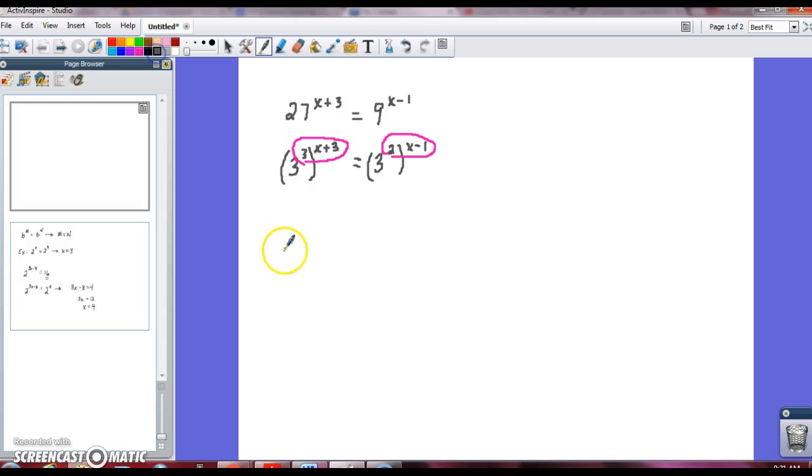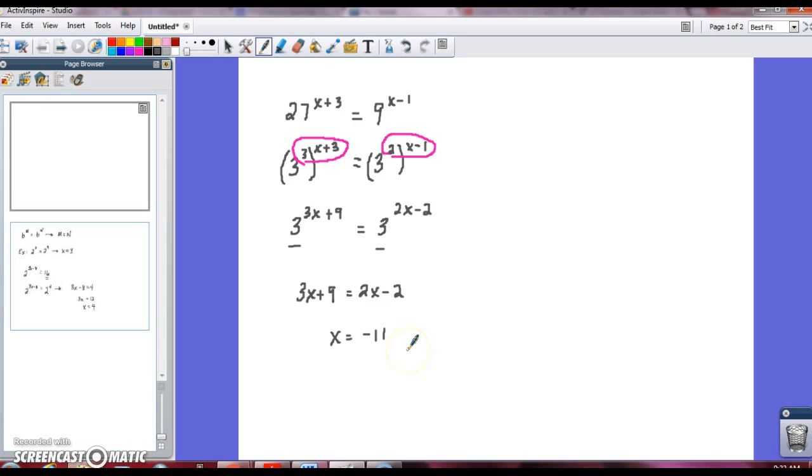So when you do multiply them together, we end up with 3 to the 3x plus 9 is equal to 3 to the 2x minus 2. Okay, make sure you distribute that to both terms up there. And now, again, because I have a common base, I can just set my exponents equal to each other. 3x plus 9 is equal to 2x minus 2. And when I solve that, I end up with x equals negative 11.